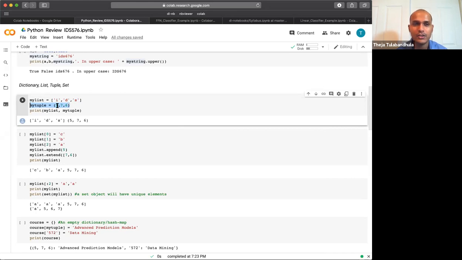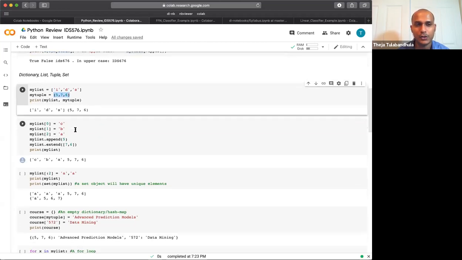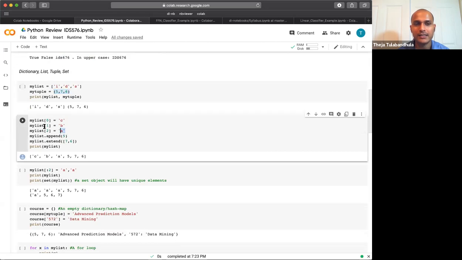cannot be changed. So in my list, I can change the first element as I show in the next cell, but in my tuple, I cannot do that. Here's just printing out the tuple and the list. What I said earlier is that in my list, I can change the first element. Python indexing is from 0.